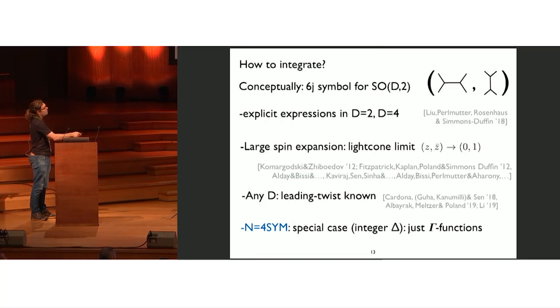But in fact, N equals 4 is always simpler than everything, because the external dimensions are protected. We have these half BPS operators with integer dimension. All the integrals just give boring gamma functions. The integrals are really simple for N equals 4, which is, again, the point of studying N equals 4.